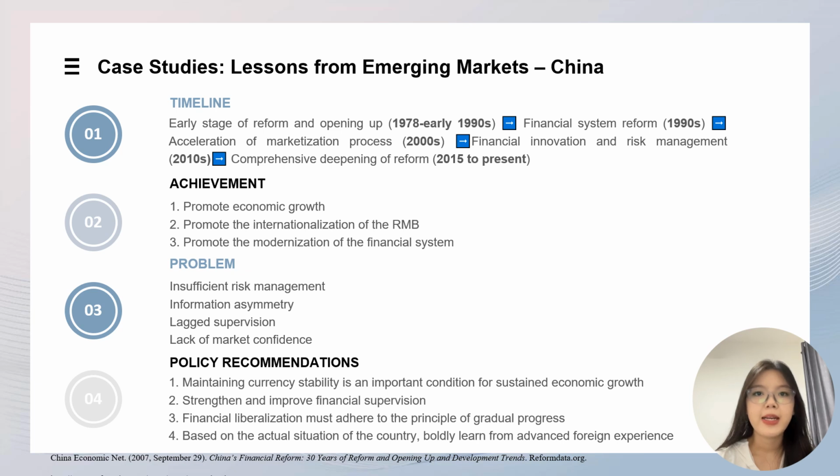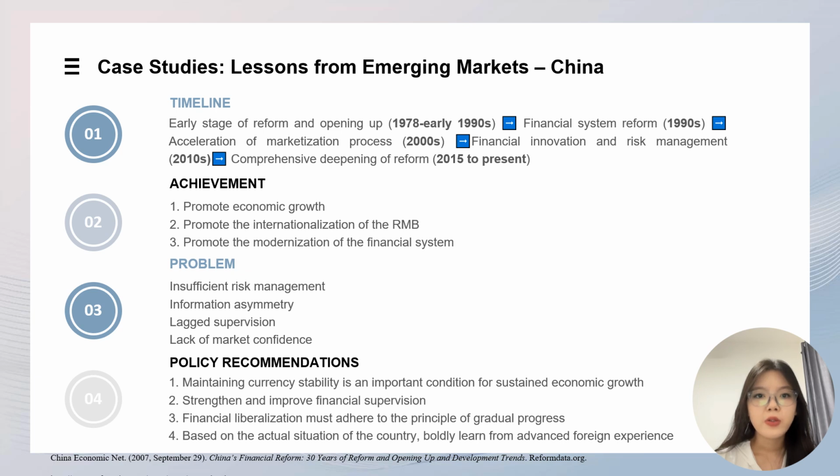The achievements of China's financial liberalization are reflected in the following aspects: promoting economic growth, improving the efficiency of resource allocation, attracting foreign investment inflows, and driving economic development, promoting the internationalization of the RMB. The opening of financial markets has laid the foundation for the use of the RMB in international trade and enhanced its international currency status. Last but not least, modernizing the financial system. Financial liberalization has promoted the development of financial technology and internet finance and improved market efficiency.